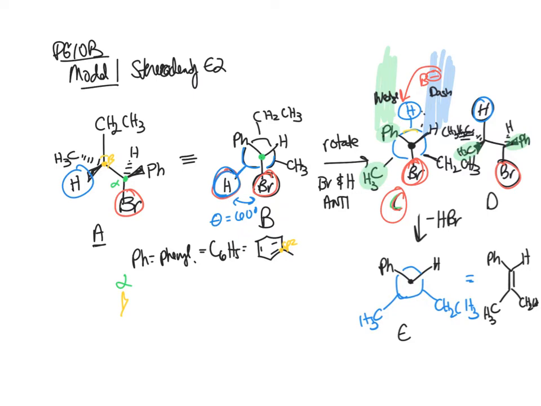In the product compound E, the phenyl and CH3 groups are on the same side. So you see how they're all on the same side? Confirm that Newman E and the alkene are the same compound.